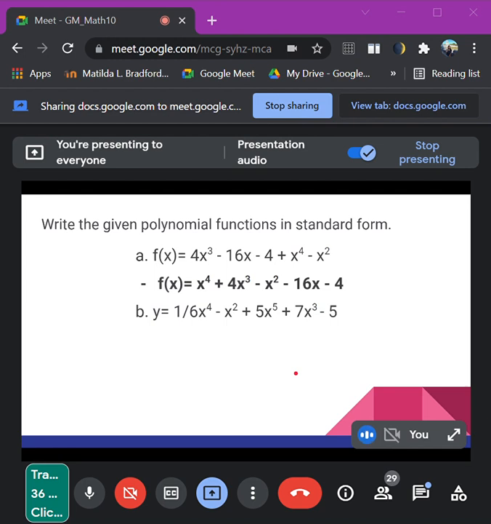Okay, none. Now let's go to the next example class. Y is equals to 1 over 6 x raised to the power of 4 minus x squared plus 5x raised to the power of 5 plus 7x raised to the power of 3 minus 5.